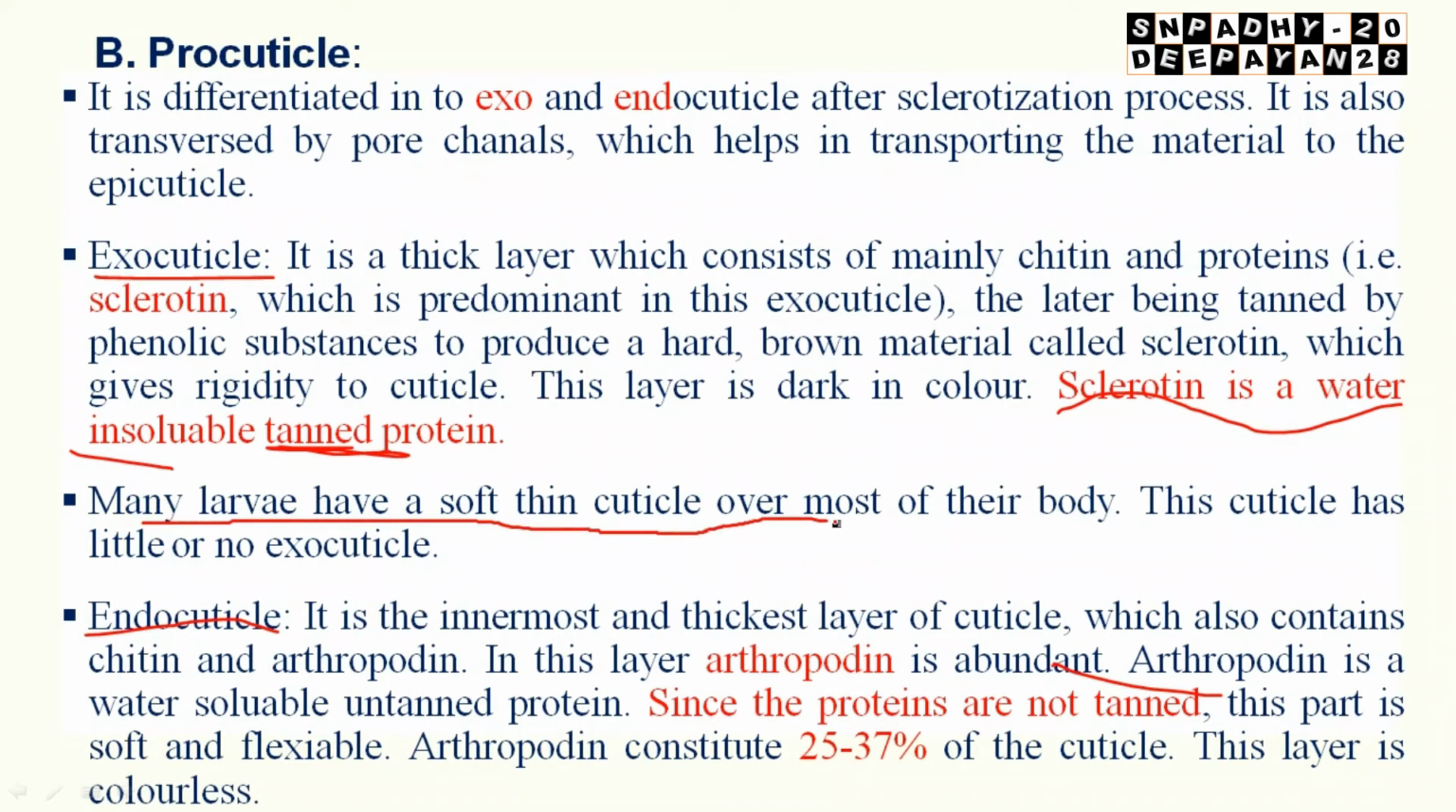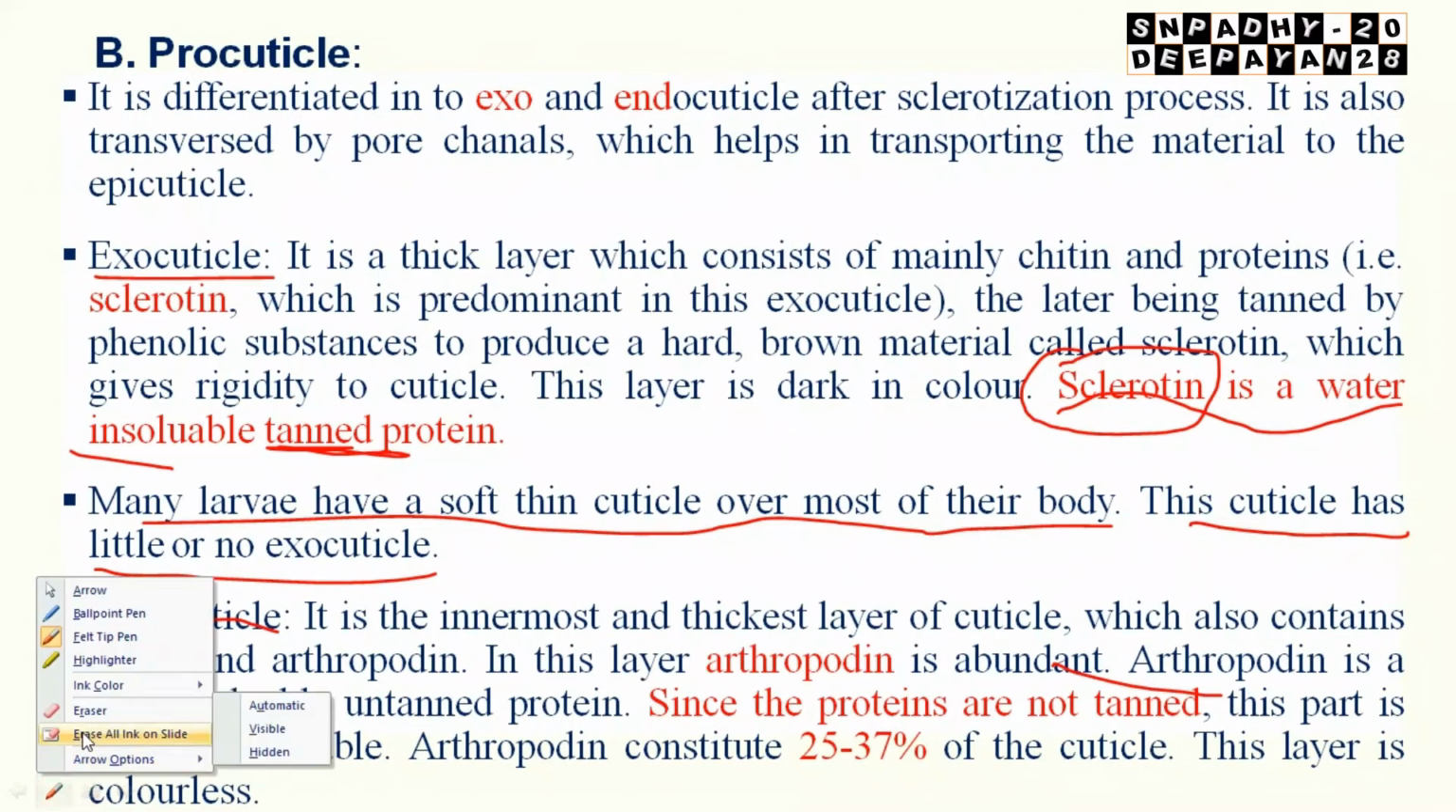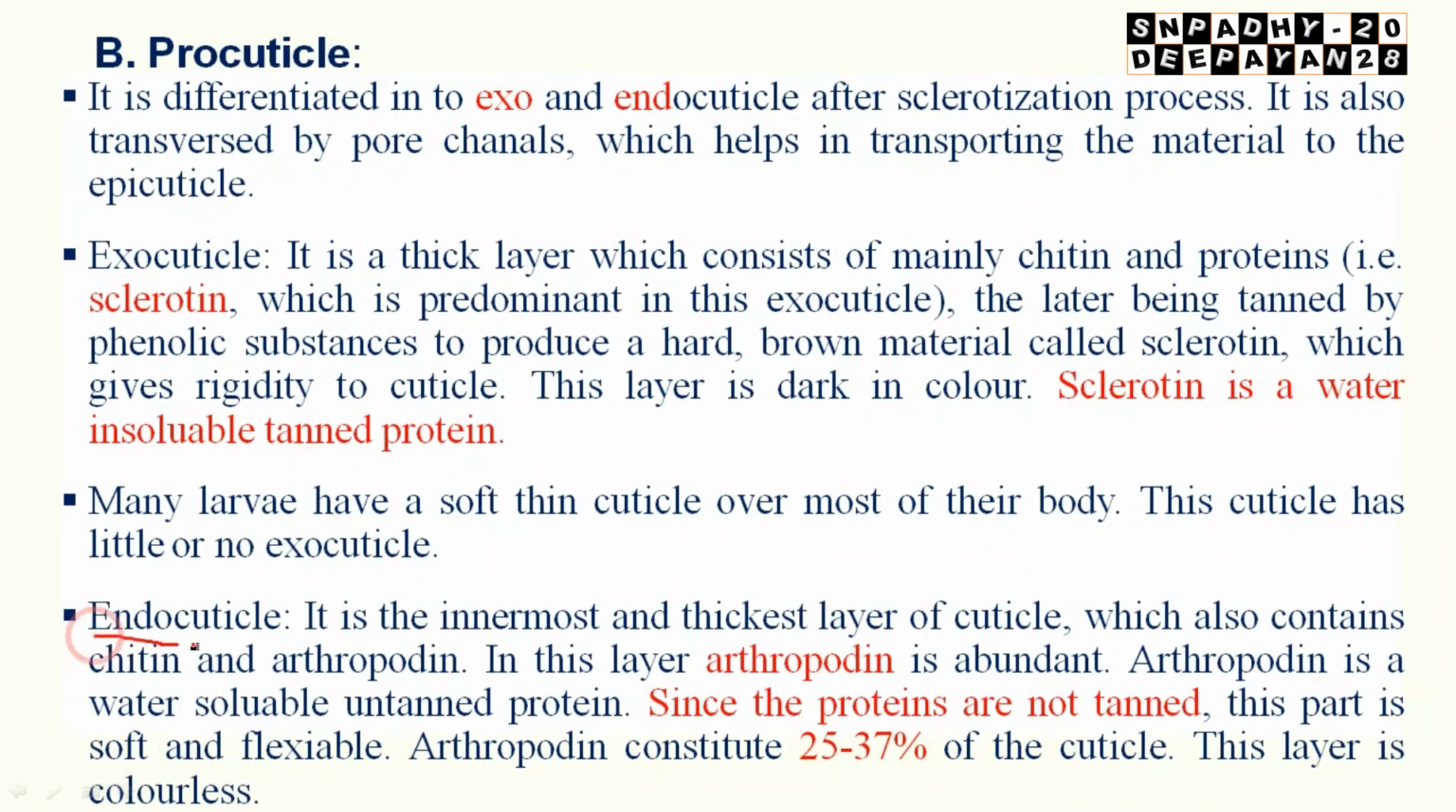So many larvae are there which have a very soft thin cuticle over most of their body. That means what? This kind of cuticle has very little or no exocuticle, because there this sclerotin will be absent. That is the reason behind this. Okay, now coming to this endocuticle.